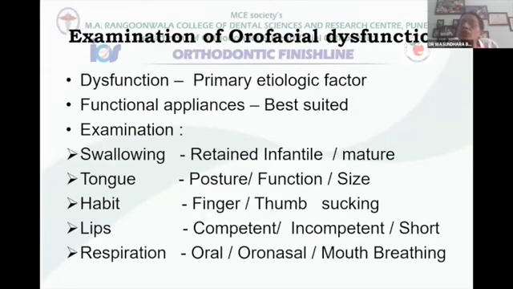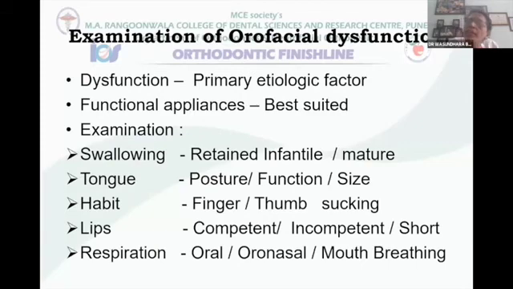Then examination of the orofacial dysfunction. Is there an abnormal muscular pattern? Because that is the prime etiology for dysfunction. And you need to look for the swallowing pattern, the tongue posture, function, and size. Is there a habit? Because habit leads to abnormal muscle function. It disturbs the equilibrium between the intraoral group of muscles and the extraoral group of muscles. And that is then responsible for the incompetency or the hypoactivity of the orbicularis oris also. The breathing pattern changes from oral to oronasal, or a mouth breather.